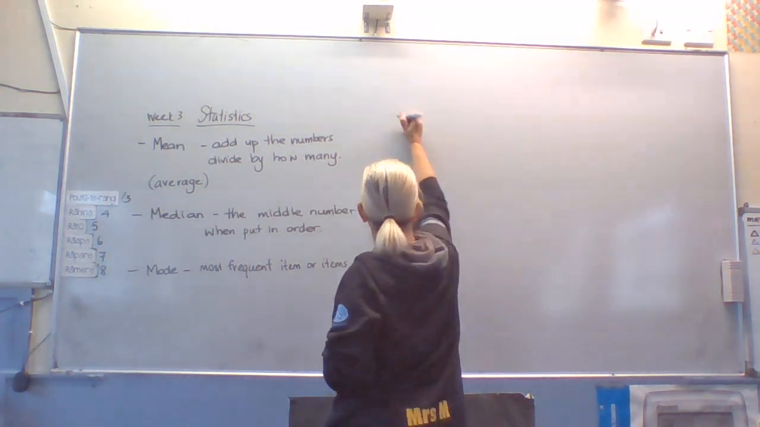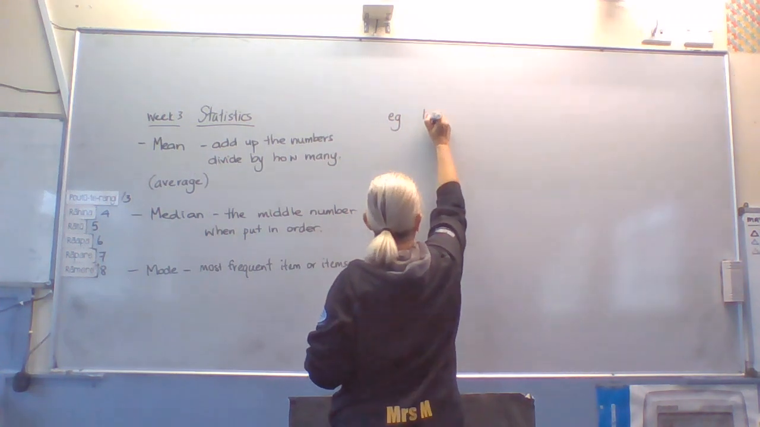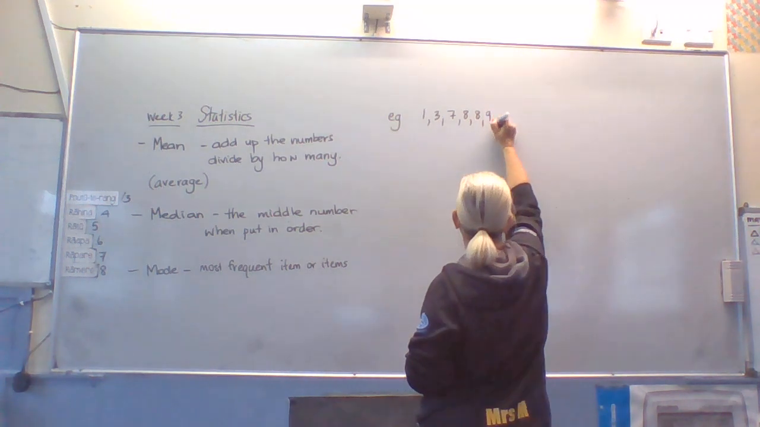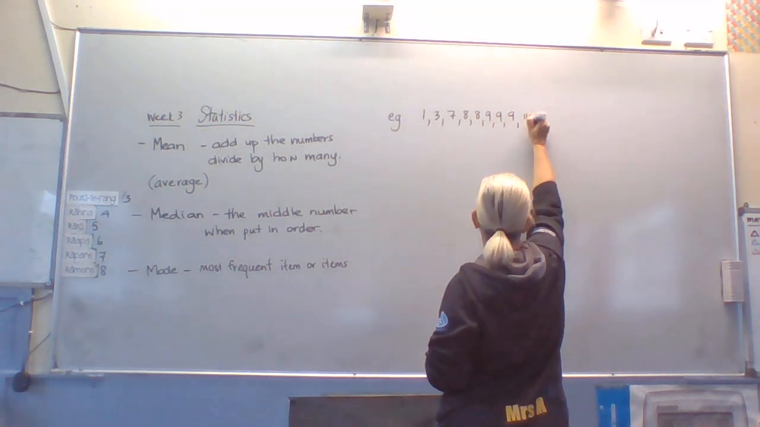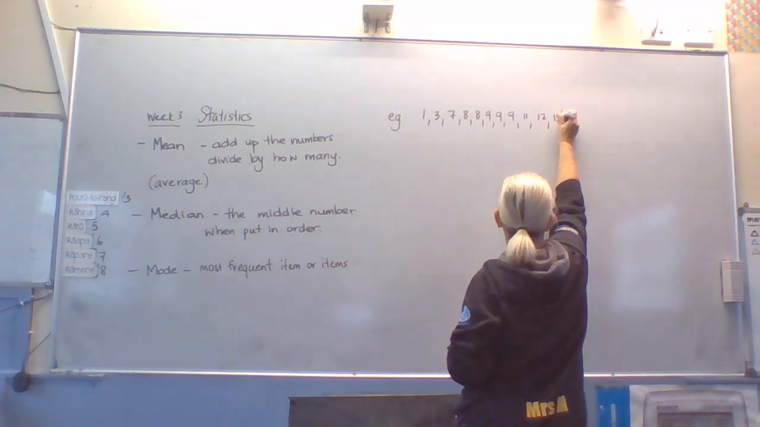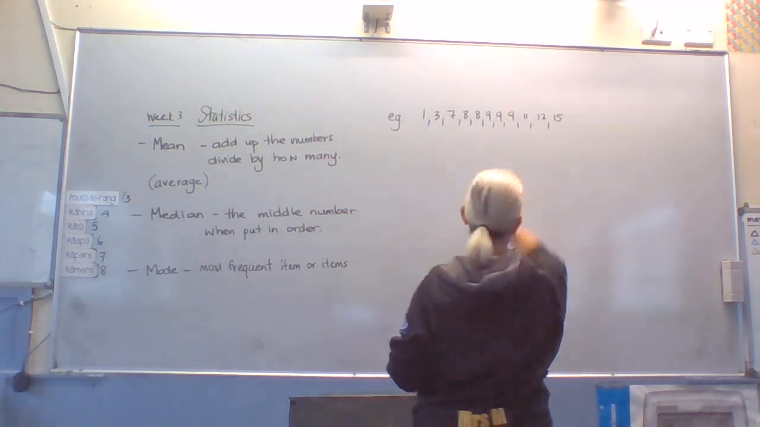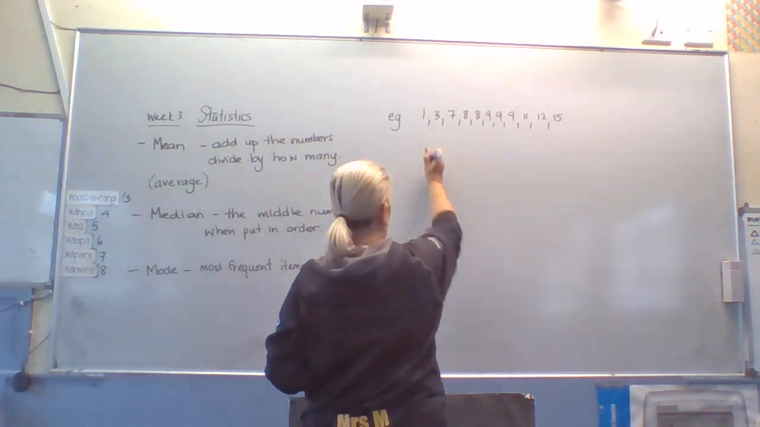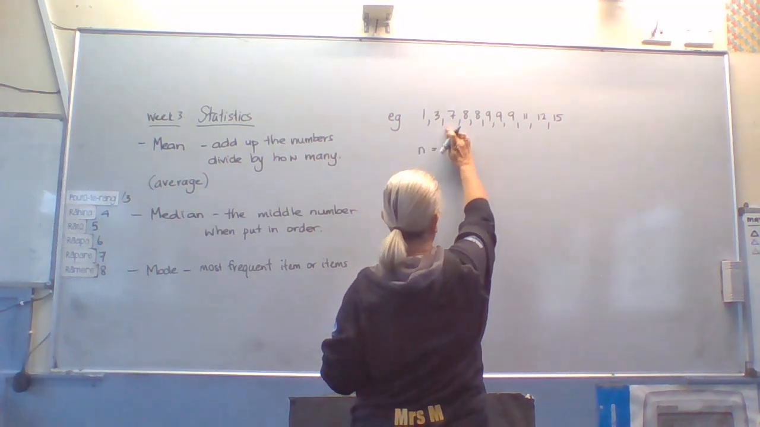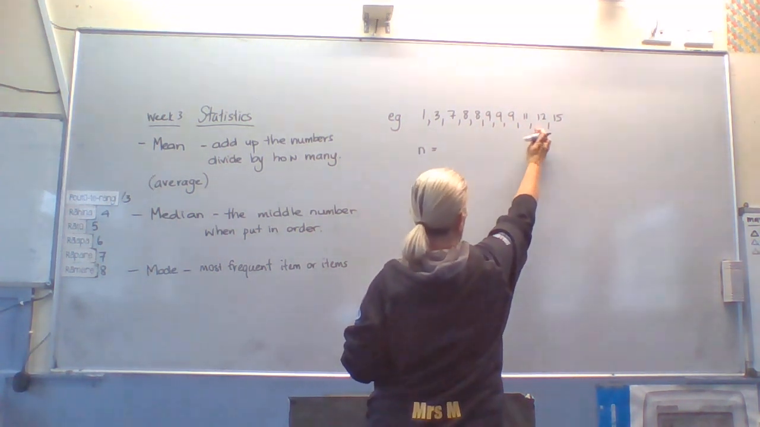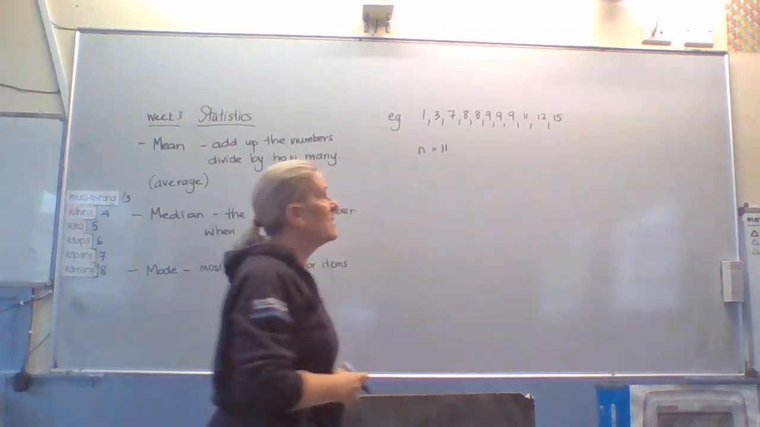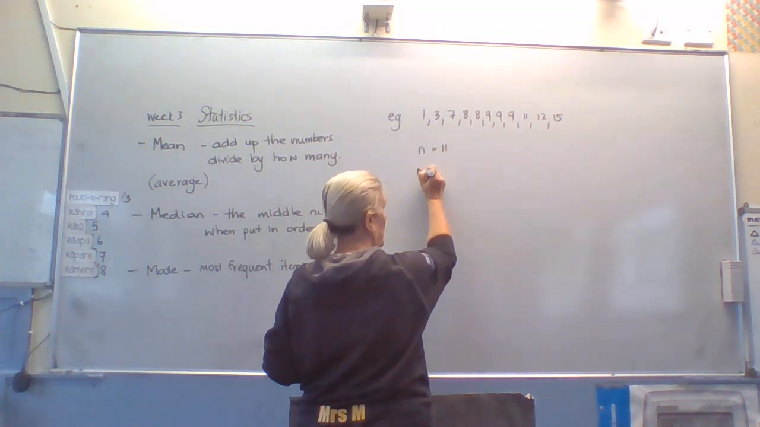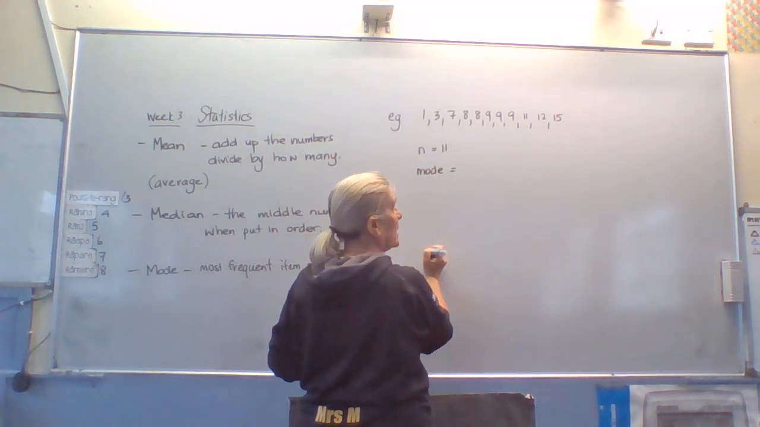So let's have a look at an example. Let's make up some numbers. So the best thing to do first is to actually work out how many there are. We call that n, the number of numbers. 1, 2, 3, 4, 5, 6, 7, 8, 9, 10, 11. All right. So the easiest one to find when they're already given to you in order is the mode, and it will be 9. Good.